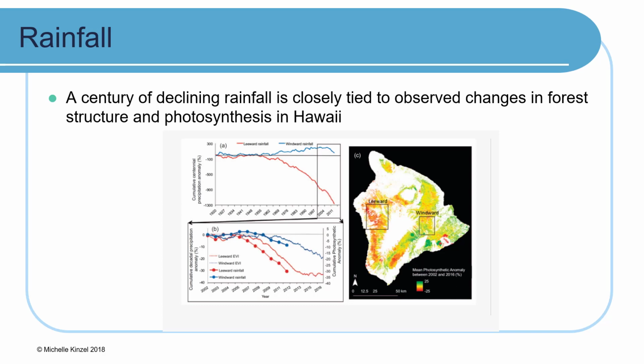After a century of declining rainfall, there are major changes in the forest structure and photosynthesis in Hawaii. Here's an example showing you data of the leeward versus the windward side of the island.